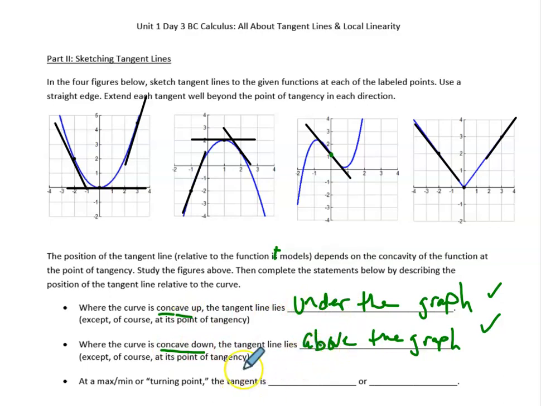Now at a turning point, we have several of those here. We have a turning point here, here, and here. I'm only looking at the labeled points, not all of the turning points. So the tangent line will be either horizontal, as it is in the first two graphs, or undefined. Notice that we did not put a tangent line in here. That's because my slope coming in from the left would have been -1. The slope coming in from the right would have been +1. There is not a unique tangent line here.